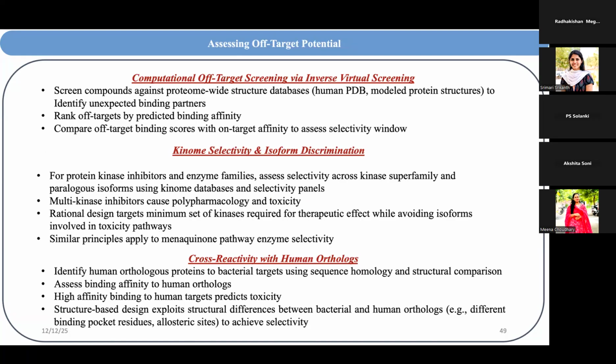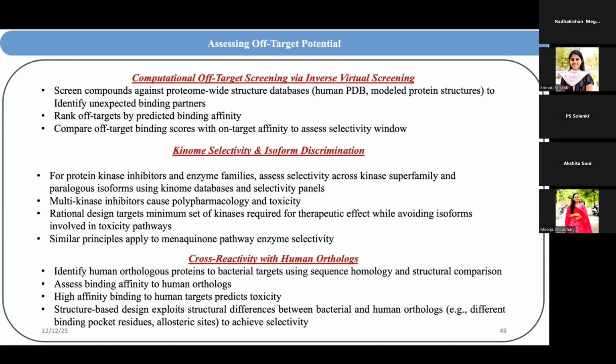So for computational off-target screening, we use inverse virtual screening to check if a compound binds to any other human proteome. We screen our compound against structural databases like PDB and rank the targets by predicted binding affinity. And the other one is the kinase activity. This is in the case of kinase inhibitors or enzyme families. So we assess the selectivity across the whole kinase superfamily, related isoforms, and multi-kinase inhibitors.